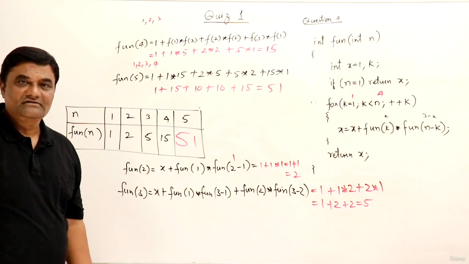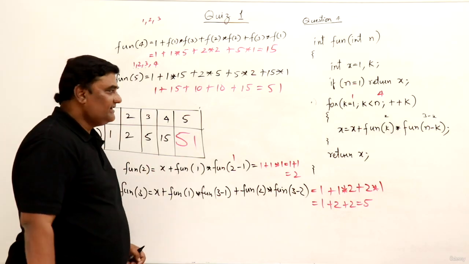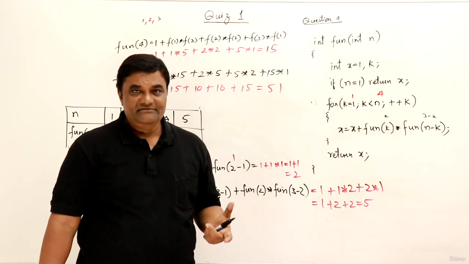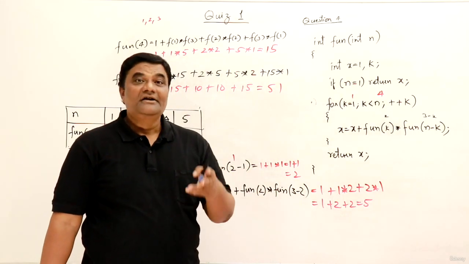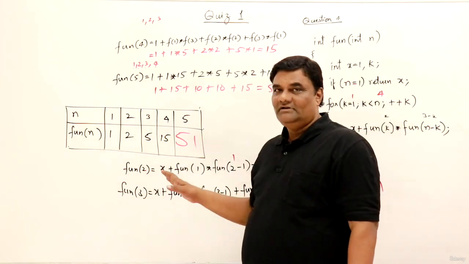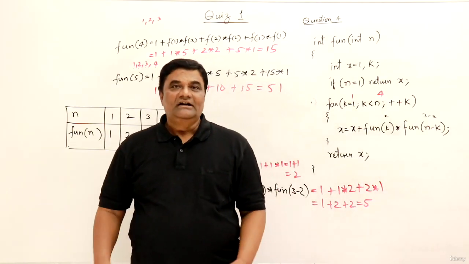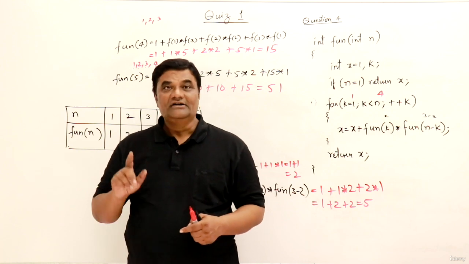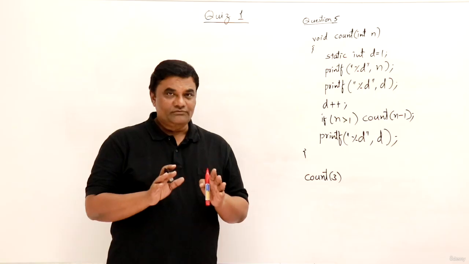This is the answer. So the main idea here is that we cannot find the result by expanding it. We cannot do that. We have to start finding the smaller values, then we can get this one. So that's all in this question. Now one more question is there. Let us look at the next question in quiz 1.